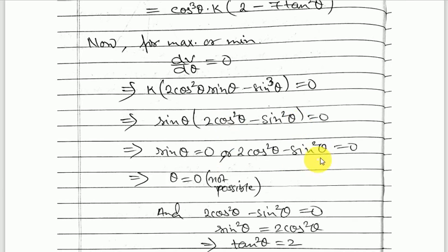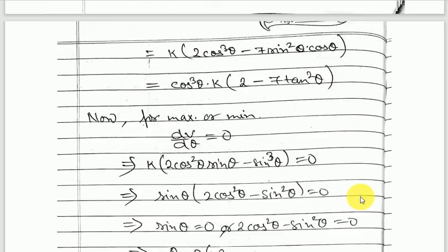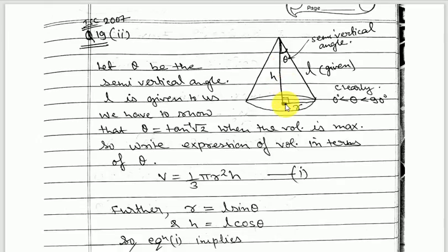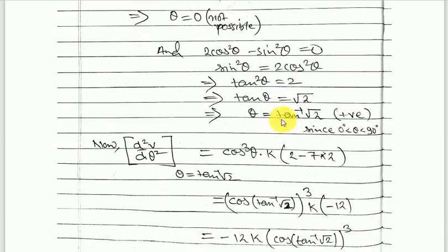So simplify this. When you simplify, you get tan theta equal to root 2, so theta will be equal to tan inverse root 2. And this theta will be positive. Why? Because this theta is an angle in a right angle triangle, so this is 90. Obviously this has to be greater than 0 and less than 90. That's why this theta is positive.